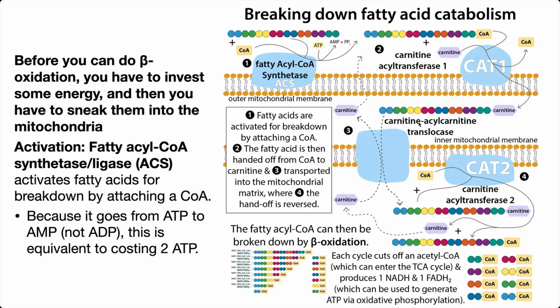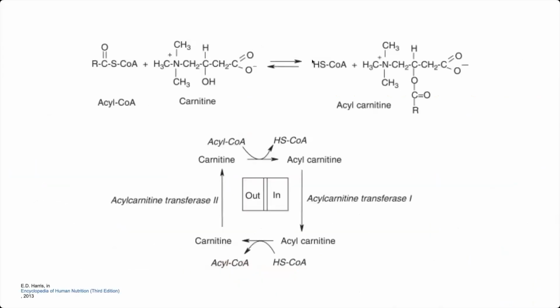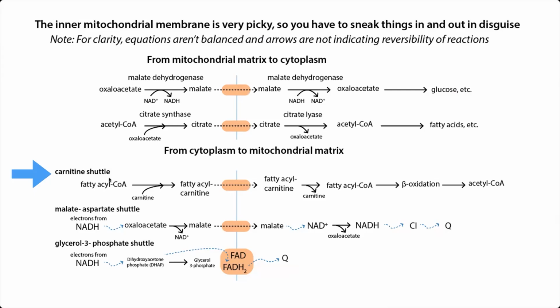So what we're going to do is use another one of our sneaky shuttles. This one is going to be called the carnitine shuttle. So carnitine is just like this little amino acid molecule. In the carnitine shuttle, we take a fatty acyl-CoA, and then we take carnitine and we put the fatty acid onto the carnitine instead of the CoA. We take that fatty acyl-carnitine into the mitochondria. Then we take off the carnitine, swap it back for a CoA. Now we've got a fatty acyl-CoA, which can go through beta-oxidation to give us that acetyl-CoA.